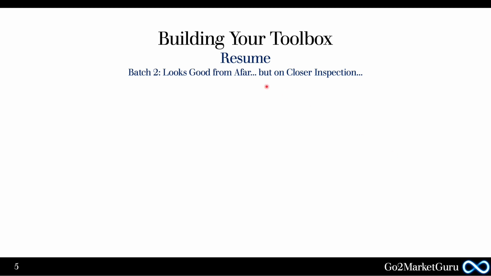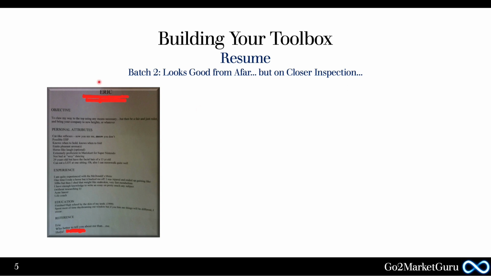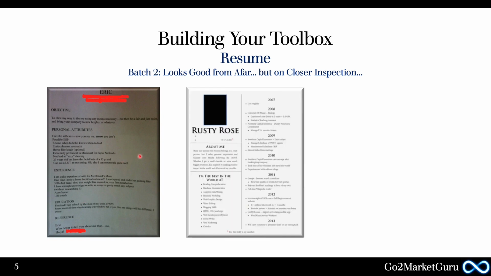Batch 2 is slightly closer to reality. It looks good from afar, but upon closer inspection, Eric only included one name here. He has an objective, personal attributes, experience. He has some margins, some structure. It's black and white, no picture. That's good. But his cat-like reflexes and his willingness to claw his way to the top using any means necessary aren't helping him out. So again, the point of this is some more structure is good, but be careful and don't include humor, and make sure it's very professional.